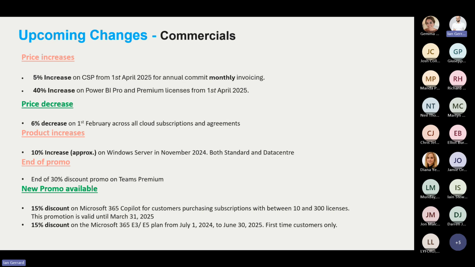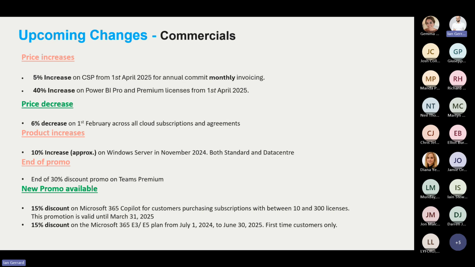Wait a minute, doesn't that go against Microsoft's core thing about flexibility and control? Yes, it does. Next one. And that's just the joys of working with Microsoft and working with a partner who can make sure that when you're making these commitments, you're making the right commitment.